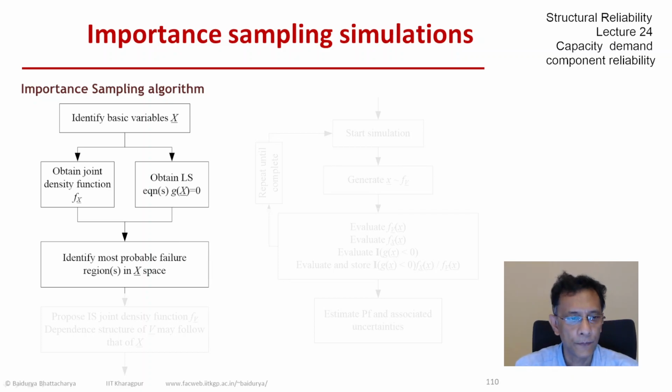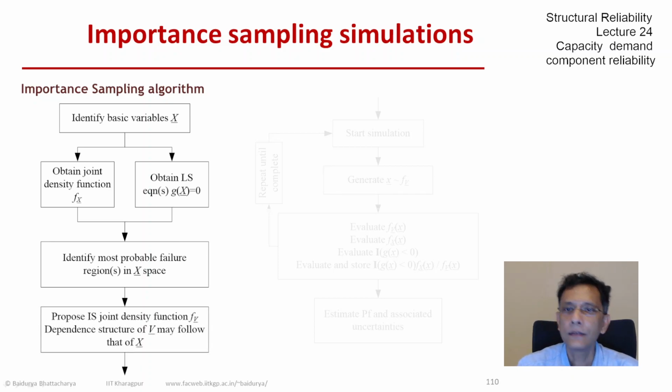And then, once we know the most probable failure region, we have to propose an importance sampling density function. This density function we have been calling FV, and if there is a dependent structure in Fx, FV may or may not have any dependent structure. Both are fine. If we want to have a dependent structure in FV as well, then it may follow the same as that of Fx.